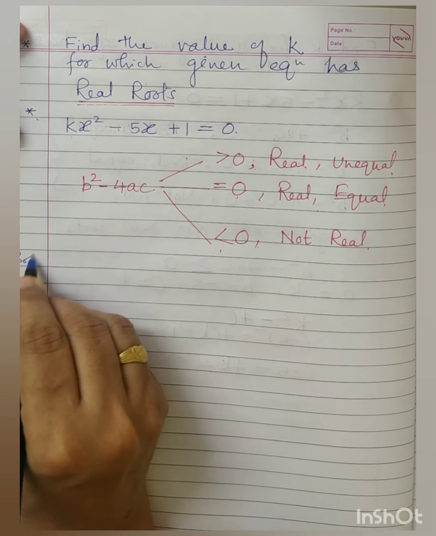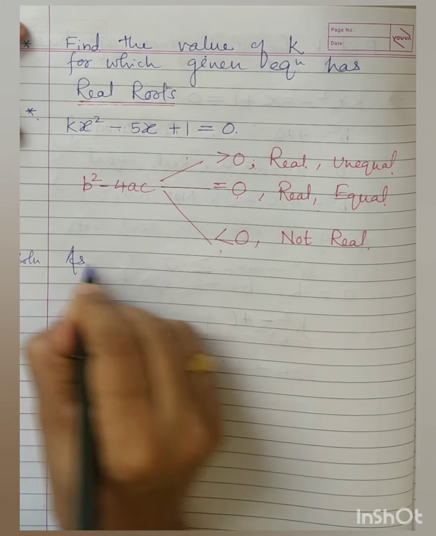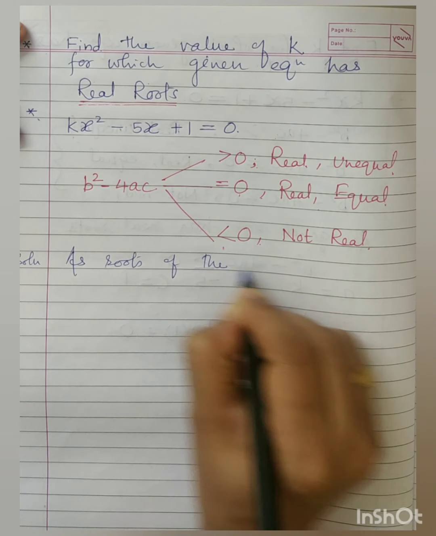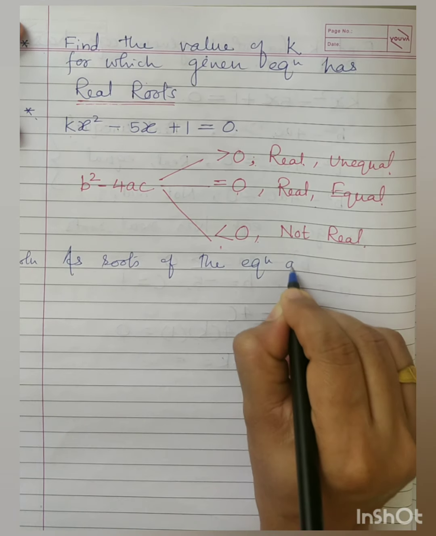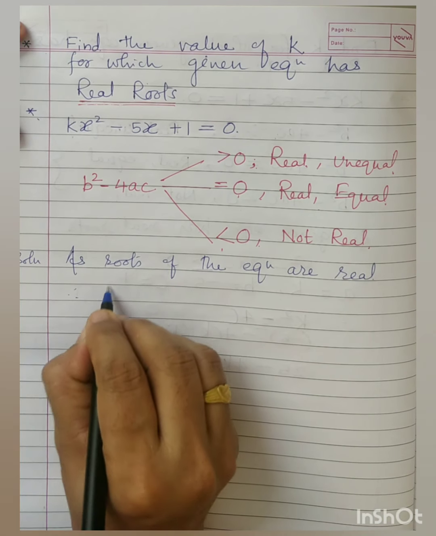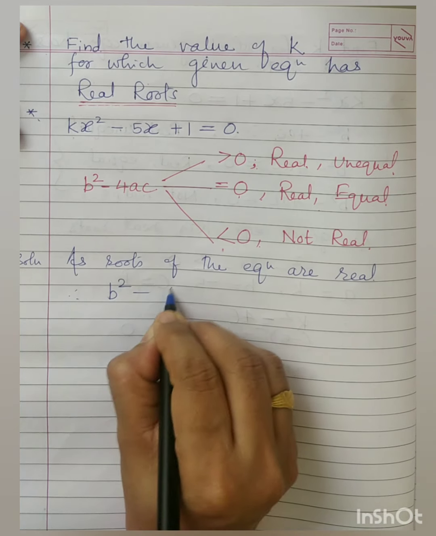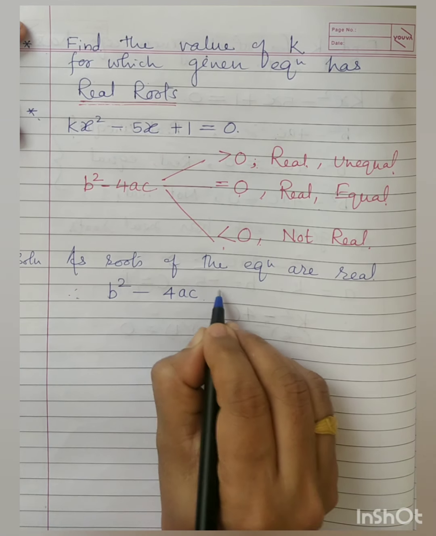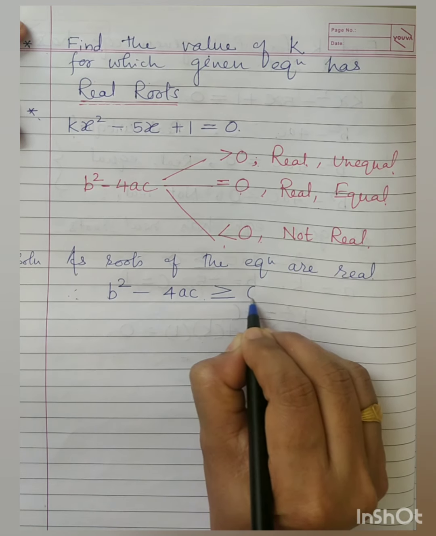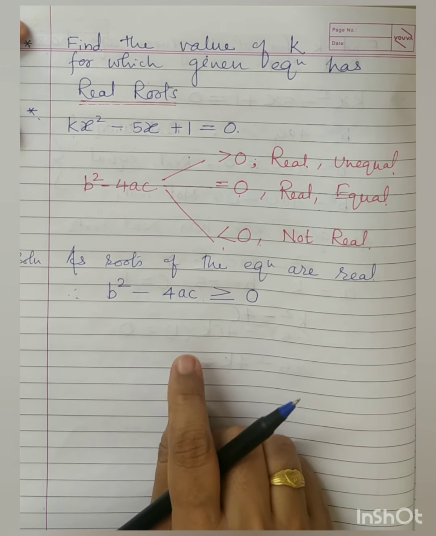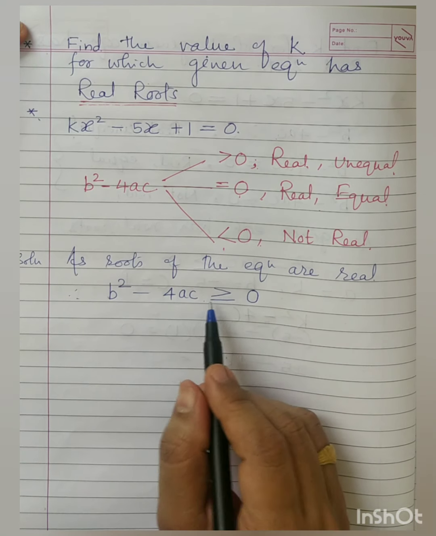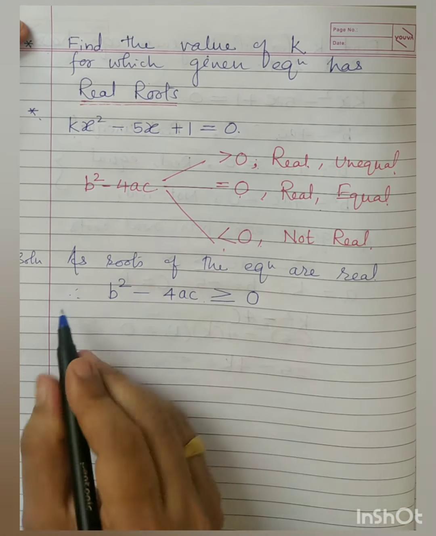So when you are solving it, you will have to write here: roots of the equation are real. Therefore, b square minus 4ac will be greater than and also equal to 0. I hope this point is clear to all. That was the only change here, and then further you know how to solve inequations, so I know you will be doing it well.